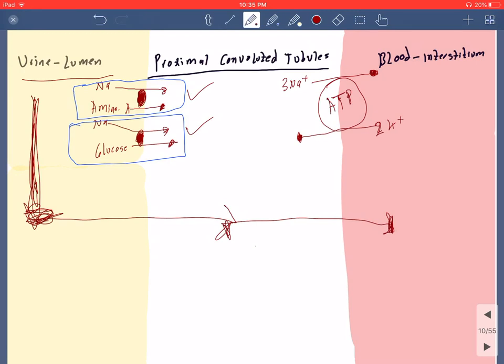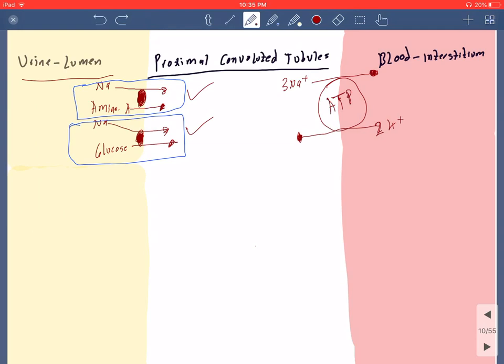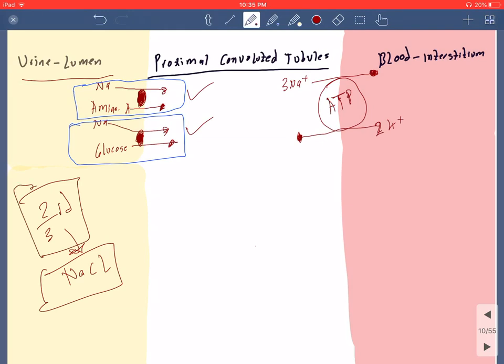We need to keep in mind that about two-thirds of the water that gets into this proximal convoluted tubule is reabsorbed. And this happens by an osmotic gradient basically. Sodium chloride is also reabsorbed, and whenever we have this sodium chloride reabsorbed, what follows it essentially is the two-thirds of H2O that gets into the proximal convoluted tubule.